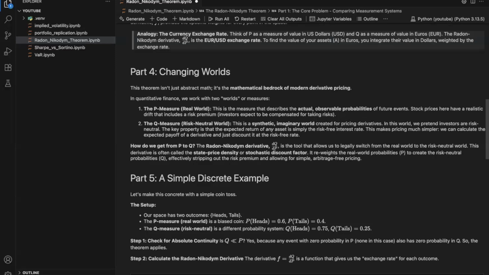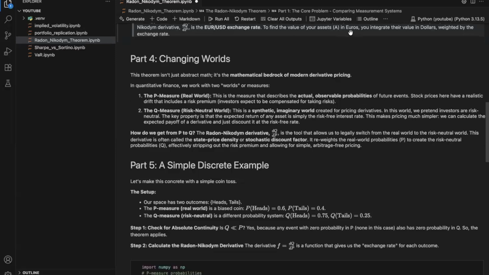And how do we legally jump from the real world to this magical pricing world? We use the Radon-Nikodym derivative. The Radon-Nikodym derivative is a tool that translates the P probabilities into Q probabilities. It effectively strips out the risk premium, allowing us to price any derivative by simply calculating its expected payoff and discounting it. Now, let us make this crystal clear with a simple coin toss example.